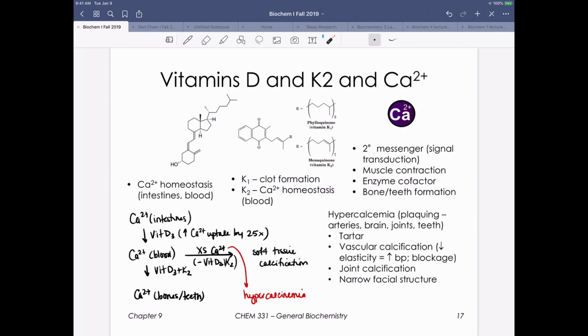Again, deposition of calcium deposits in your vascular system is really problematic. That decreases the elasticity of your vascular system, which can again increase blood pressure. Eventually it can lead to blockage. Deposition in your joints is problematic, and this can also lead to a narrowing of your facial structure. If you're not putting that mineral into the bones and teeth where you need it, as bones grow and as a child grows, if they have this excess calcium that they cannot get into their bones and in their teeth, that can lead to this narrowing of the facial structure.